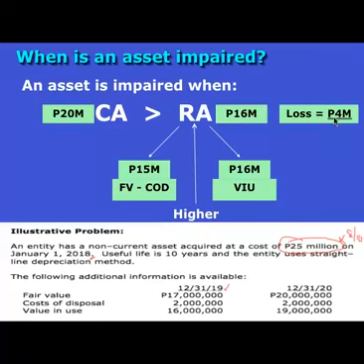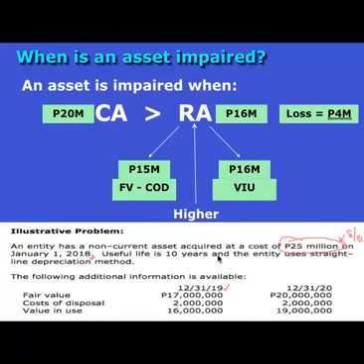Then after recognizing the impairment loss, the CA is written down to RA. So after impairment, the carrying amount is 16 million, which is what is reported in the balance sheet. And this will affect subsequent depreciation. So actually, review the useful life. Is the remaining life still 8 years? Review the method. Is straight line still appropriate? Review also the residual value.